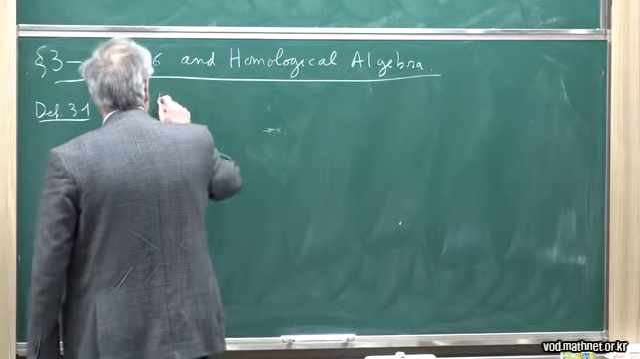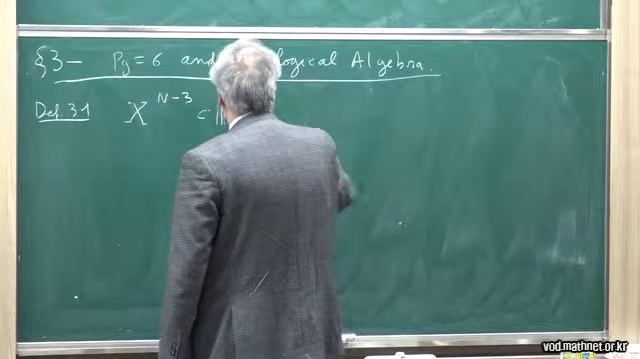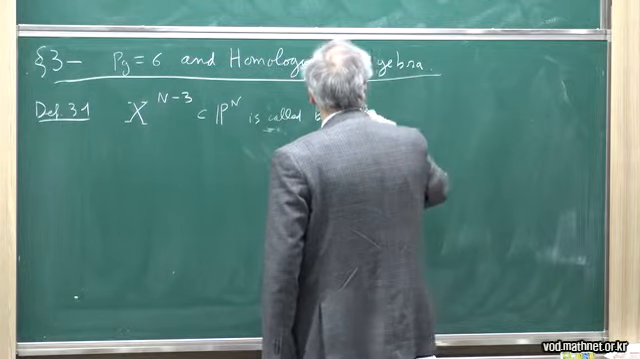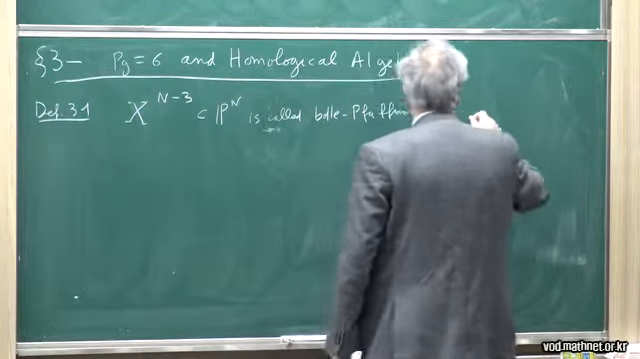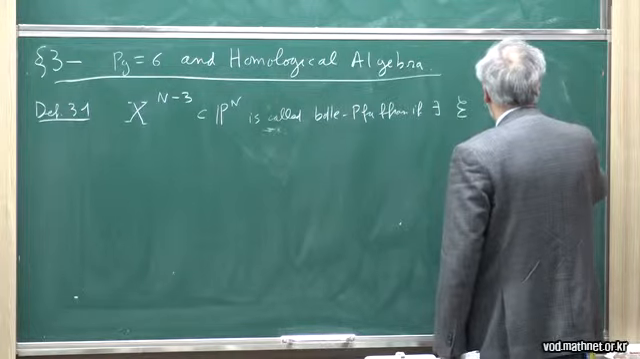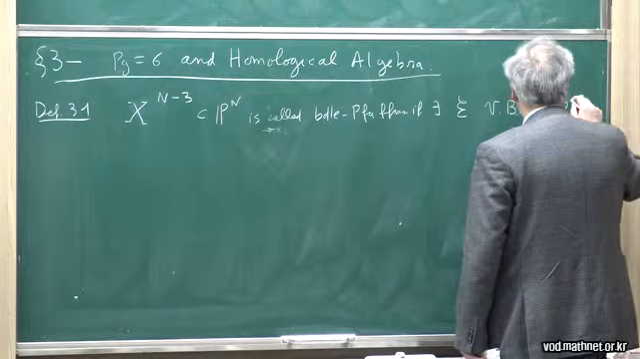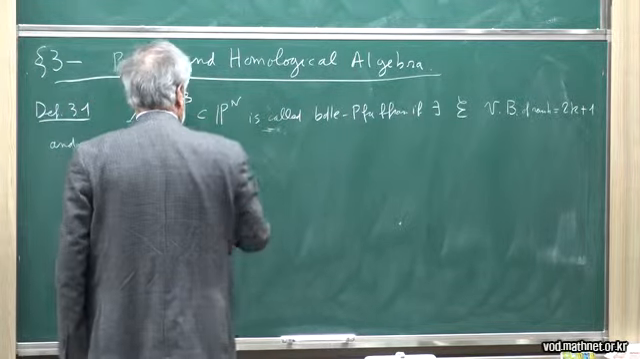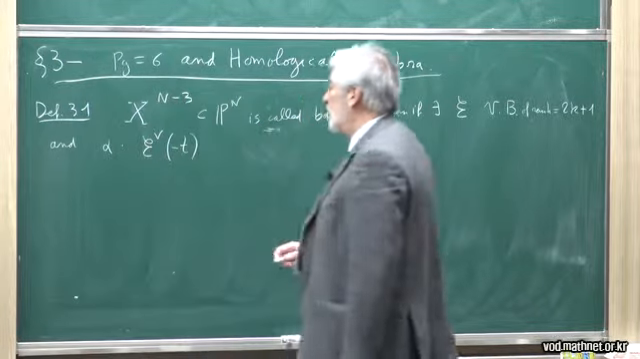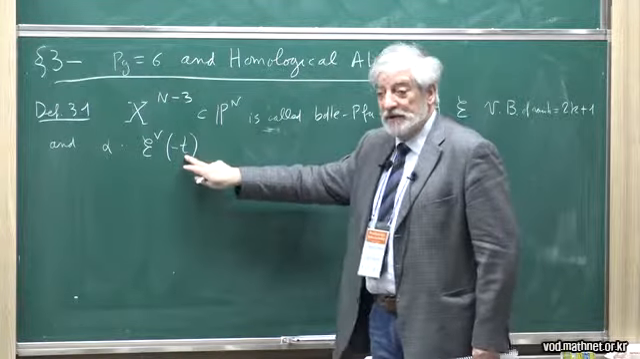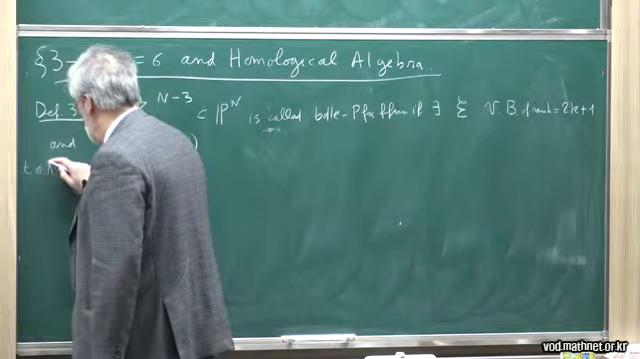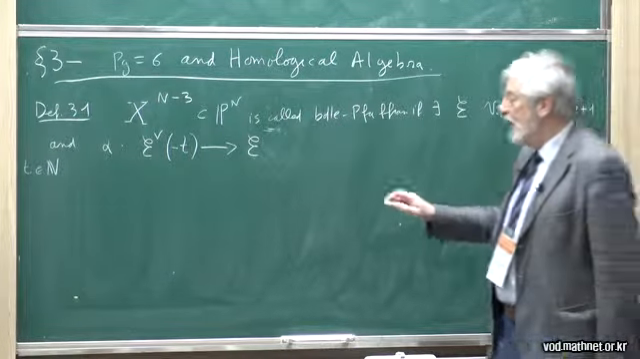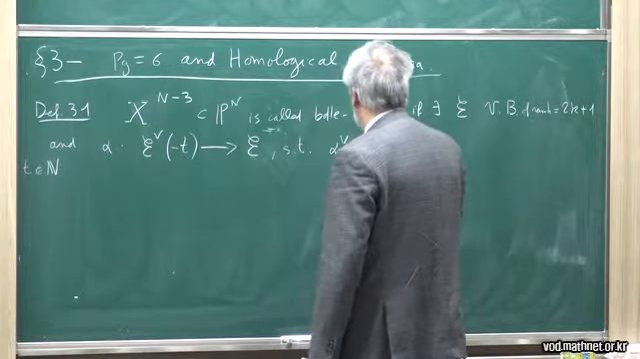A variety of dimension n minus 3 of codimension 3 in Pn is called bundle Pfaffian if there exists E, a vector bundle of odd rank 2k plus 1 and alpha, such that I take the twist of the dual of E by a certain positive number T, and I get this linear map from E dual minus T to E, such that alpha dual is minus alpha.